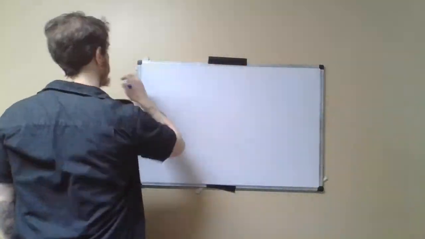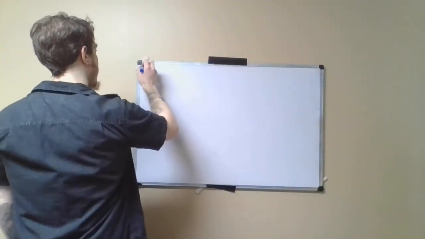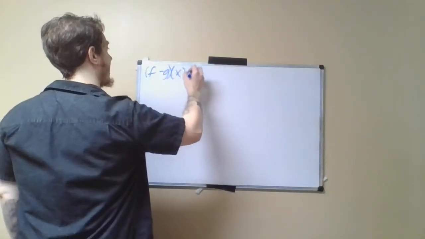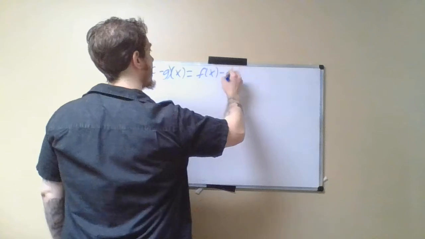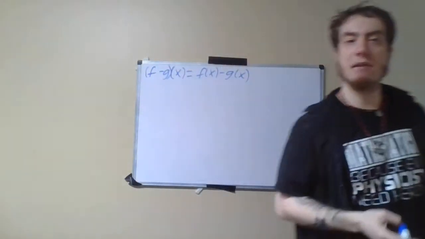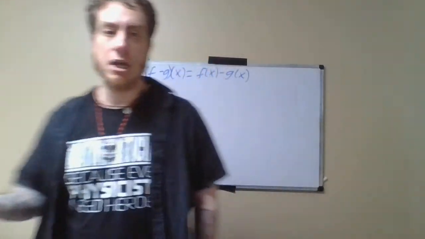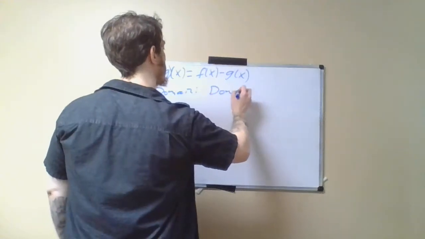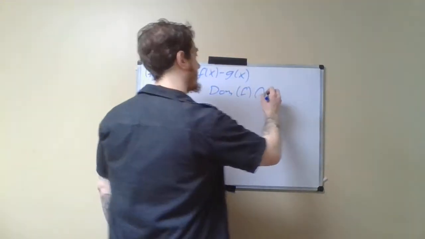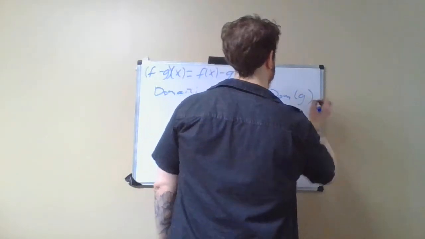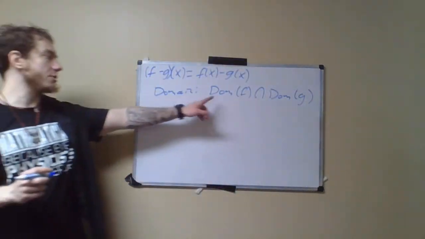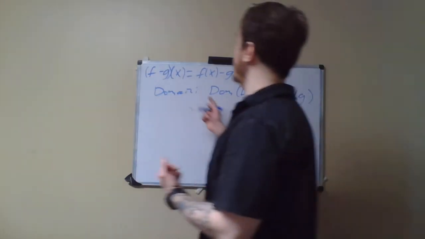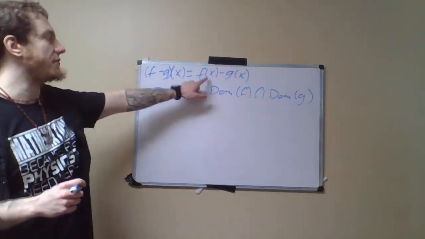The next operation that we can do is subtraction. So f minus g evaluated at x is f evaluated at x minus g evaluated at x. Same kinds of things apply here as they did to addition. So the domain is the domain of f intersected with the domain of g. So I'm just going to write domain of f, domain of g out to indicate those two domains. We take the intersection of these sets, and that gives me the domain of f of x minus g of x.